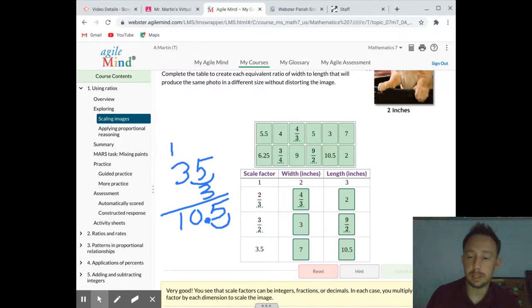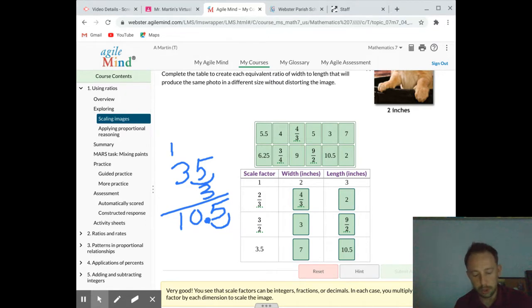Yes, we did. So when you look at this, basically what we need to see is that scale factors can be integers, they can be fractions, and they can be decimals, okay? In each case, what did we do with the scale factor to the original ratio? Multiplied it. That's right. All we did was multiply.